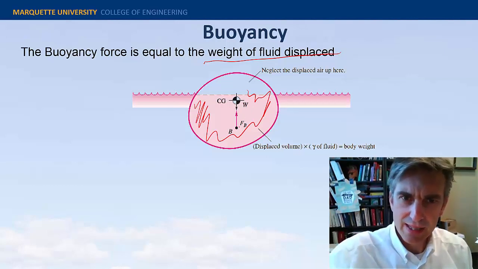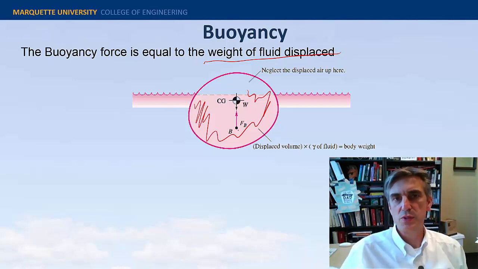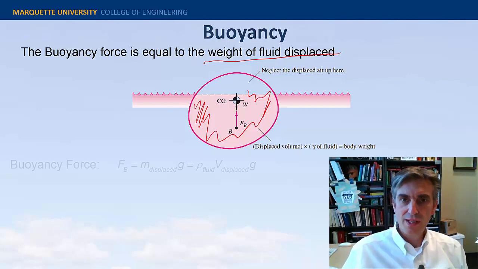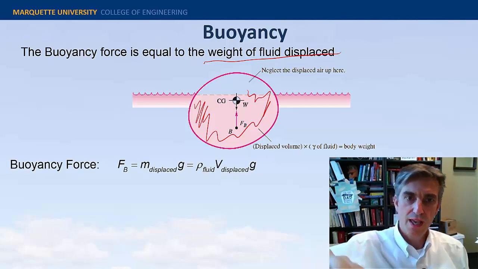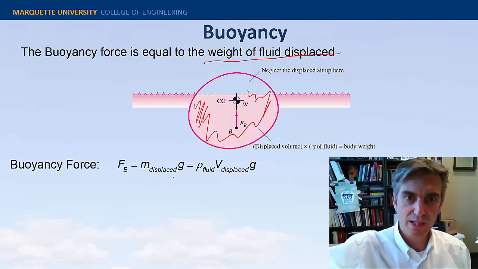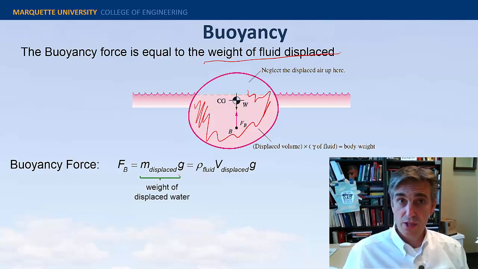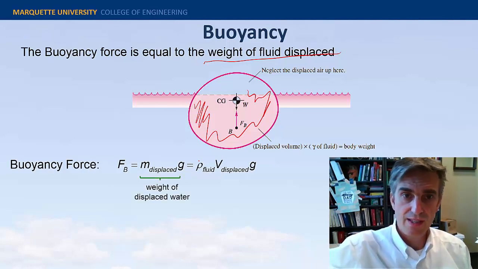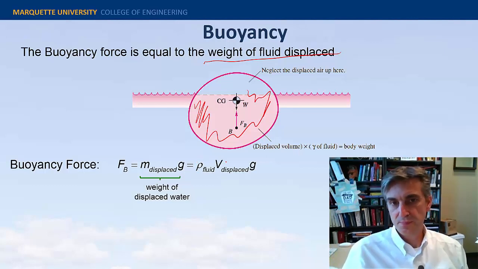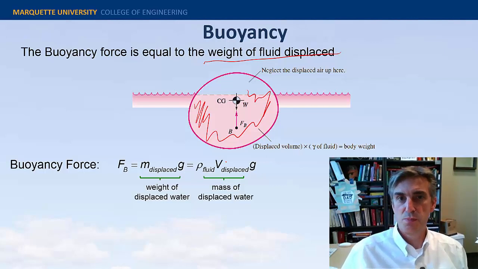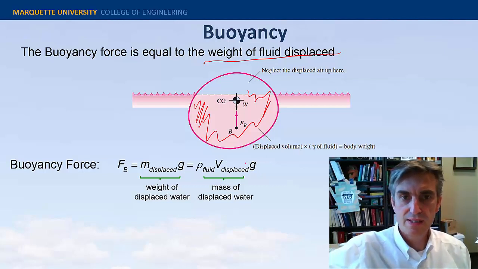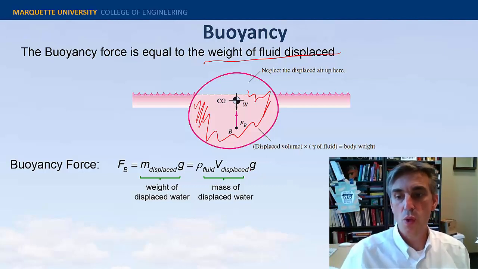It's located at the point B there, which represents the center of pressure or the center of buoyancy. So we can calculate the buoyancy force as the mass of the displaced liquid times gravity. Another way to write that in terms of the thermodynamic variables is the density of the fluid times the displaced volume, and that would be the mass of the displaced volume. So mass times gravity then would be the weight.